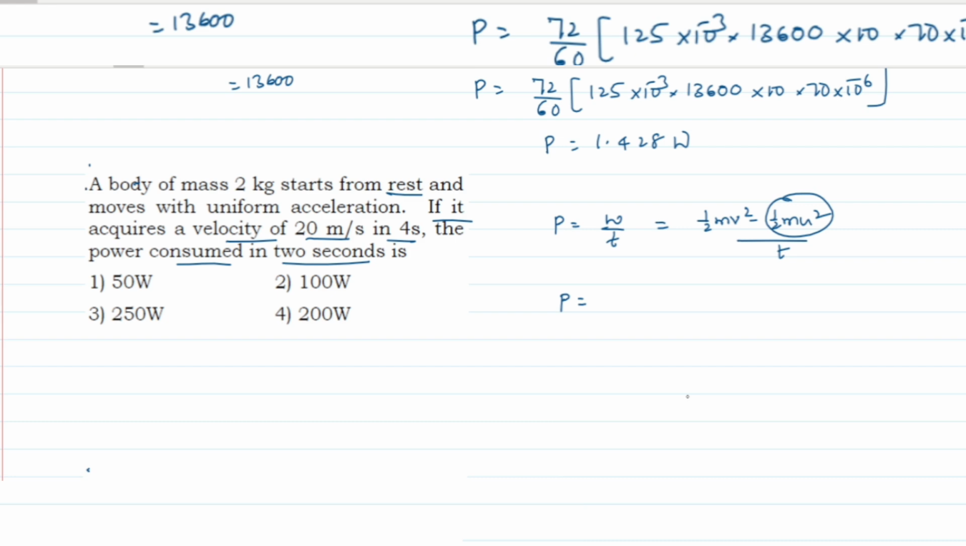So P equals half mv square by T. Half into mass 2 kg, velocity 20, so 20 whole square is 400, by time, which is 4 seconds. Here 2 gets cancelled, and 400 over 4 goes 100. So power equals 100 watts.